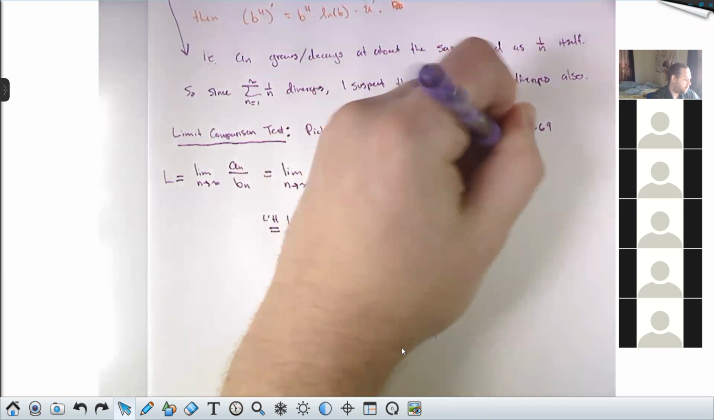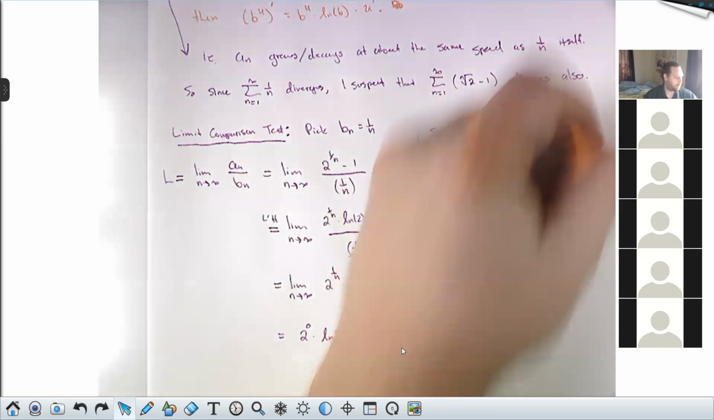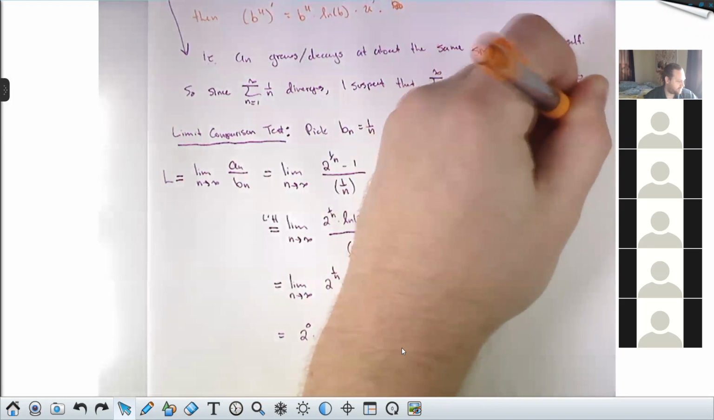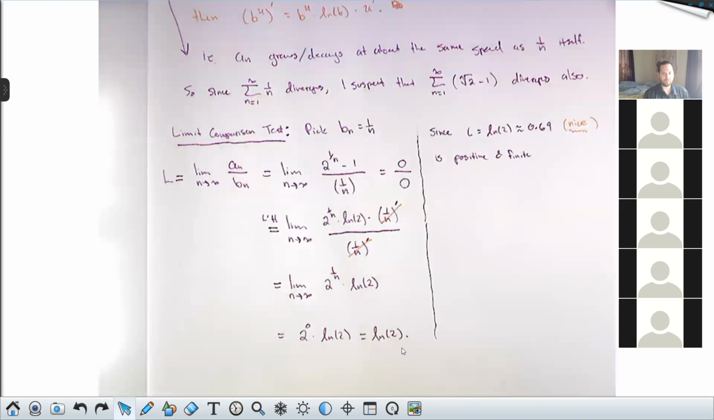And the positivity here we really should be concerned about, because the natural log does throw out lots of negative numbers. The range of the natural log function is negative infinity to infinity. In fact, this will help us remember. Natural log of 2 is a positive and finite number.